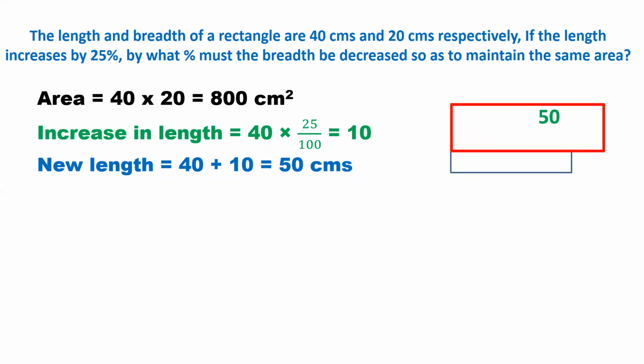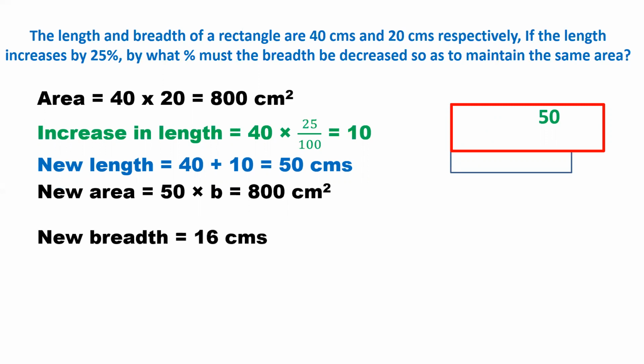You can see a new rectangle is formed where the length is 50. The breadth has decreased. What should be the breadth? To maintain the same area, that is 800 centimeters square, the breadth has to be 16. 800 by 50 is equal to 16 centimeters. Decrease in the breadth is equal to 4. 20 minus 16 is equal to 4.